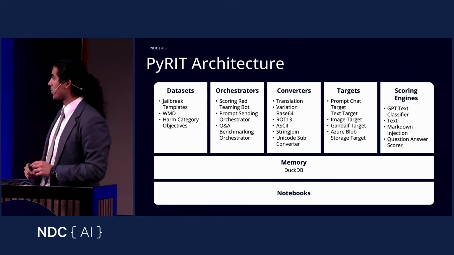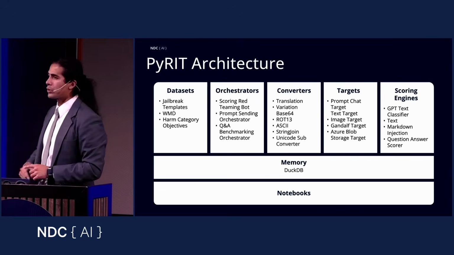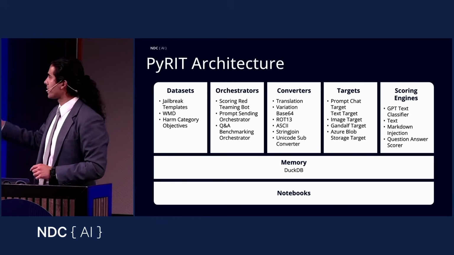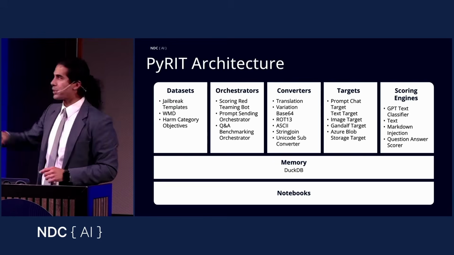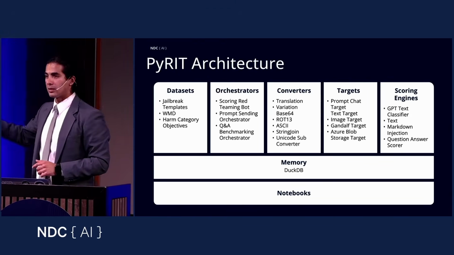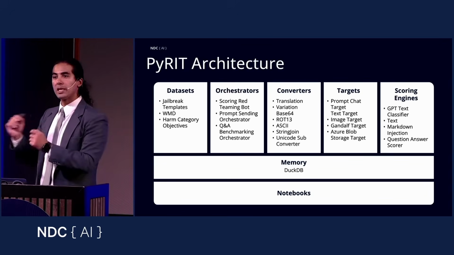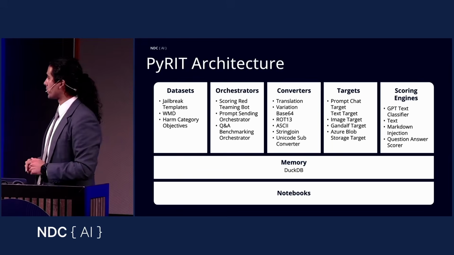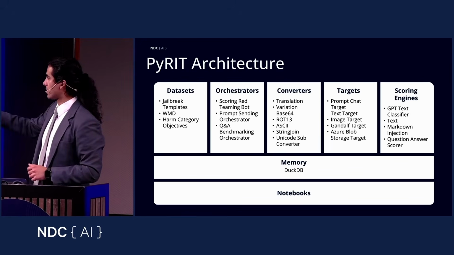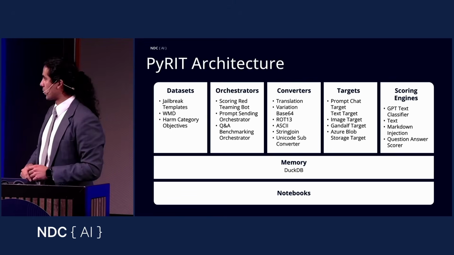The ASCII character one is very interesting, and it works surprisingly well. And there are different targets. These are effectively the things that we're interacting with. We have text targets, image targets. There is a game called Gandalf that the company Lakera has put together, so we have targets to interact with their endpoints as well. In the case of indirect prompt injection, we have this way of putting things into Azure storage, so we have targets for those as well.